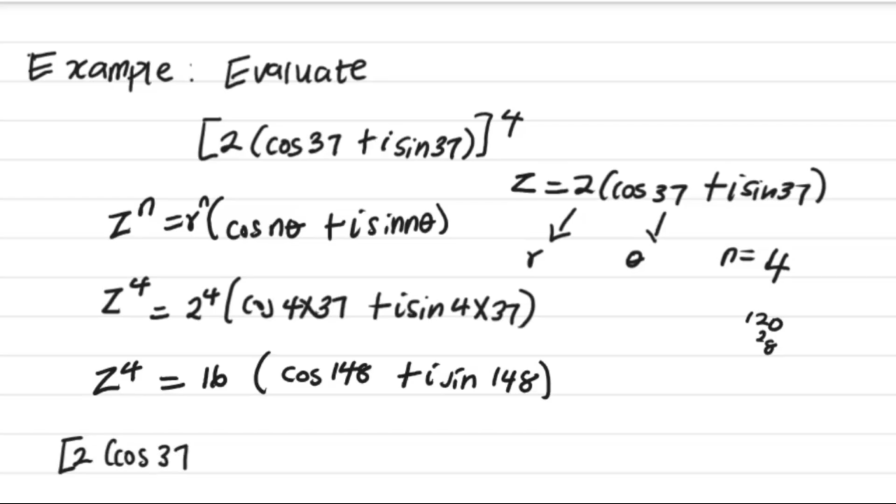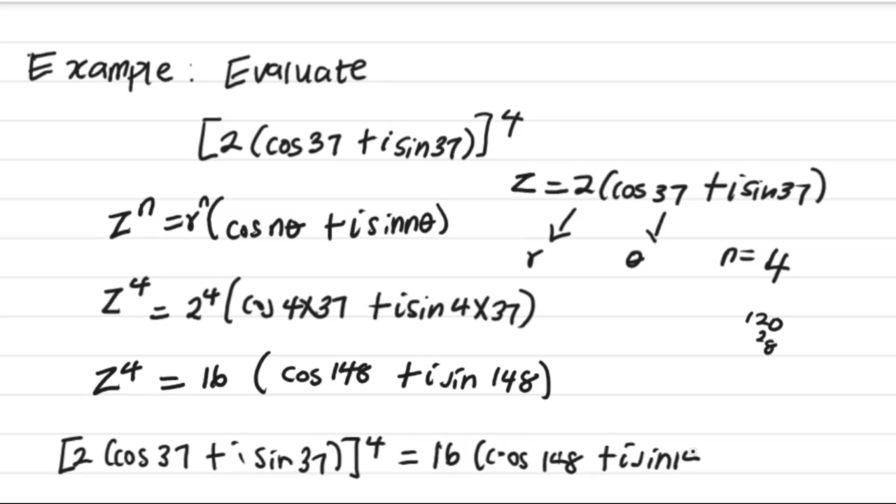Cos 37 plus I sine 37 raised to power 4 will give us 16 into cos 148 plus I sine 148. So that will be the answer to that question. So that is how to evaluate a complex number in polar form as repetitive consecutive powers, raised to power 2, raised to power 3, raised to power 4, raised to power 5, and so on.